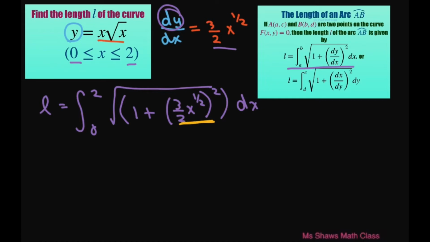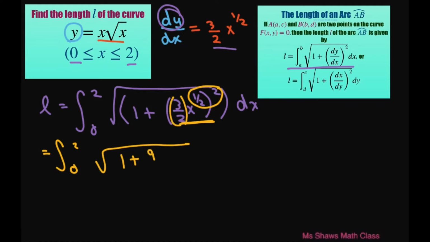All right, so let's go ahead and straighten this part up. This is going to give you the integral from 0 to 2. It's going to equal square root of 1 plus. Now what happens here is this is going to equal 1. But when you square 3/2, you're going to get 9/4 x to the power of 1. So we don't need to put that 1, dx. All right, let's get our common denominator.